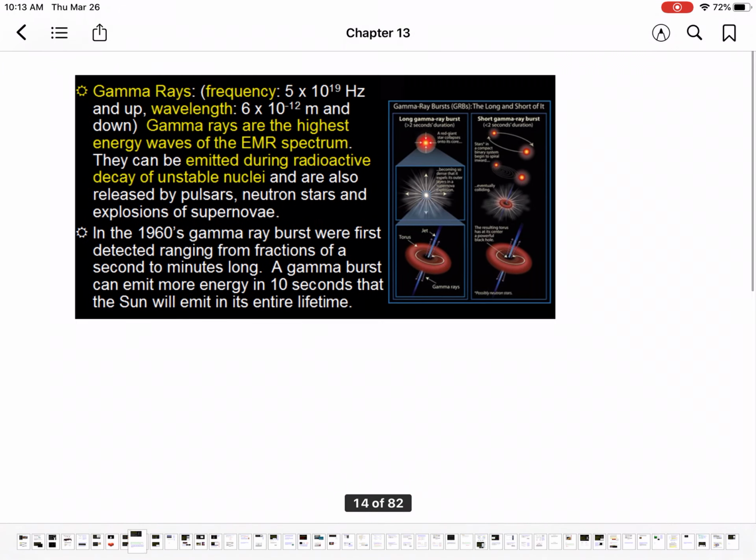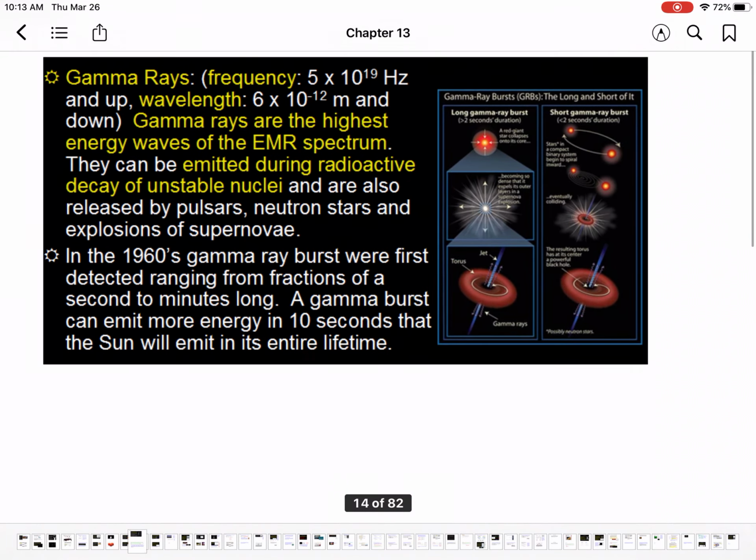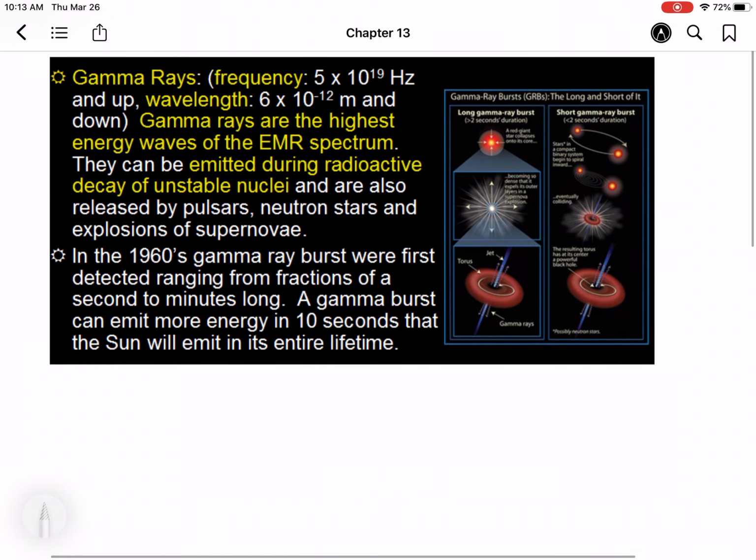And the last one we get into is gamma rays. Okay, so gamma rays, they're the highest energy. They're basically emitted during radioactive decay of unstable nuclei, and they're also released by pulsars, neutron stars, and explosions of supernovae, or novae. We're talking about huge events in space. They give off gamma rays. I'm also talking about radioactive decay. This is basically why Chernobyl was bad.